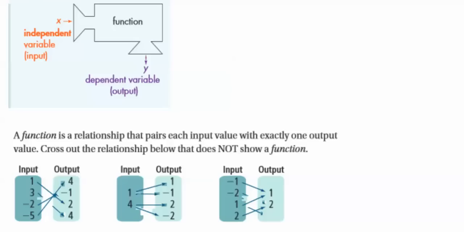Now, if we look at the second one, when I input 1, I can choose to either get an output value of 1 or -1. And when I input 4, I can either choose to go with 2 or -2. That one is not a function because it can pick which way it wants to go. The third one, when I input -1, I get 1. When I input -2, I get 2. When I input 1, I get 1. And when I input 2, I get 2. It's okay that the y's repeat themselves. Totally fine. So really it's that middle one that doesn't work here.